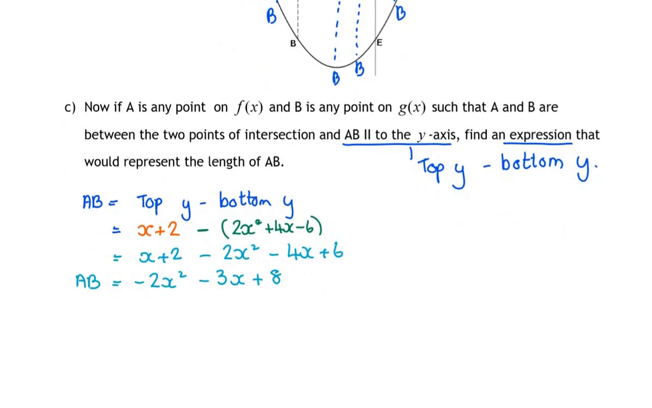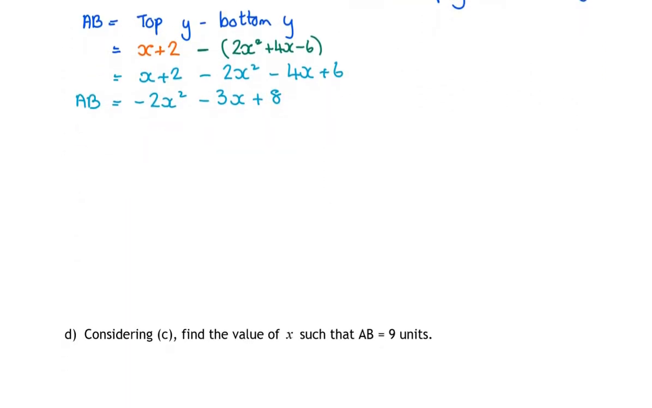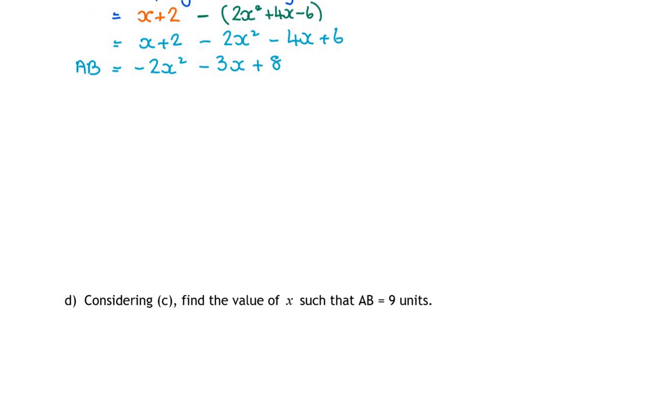So now what D says is, considering this expression, find the x value so that the distance is 9 units. So this is the second type of question. If I give you a distance, can you work backwards to x? The first type of question was, if I give you x, can you work out the distance? Whereas this one is working from the distance back to x. So that's why I needed an expression for this distance.